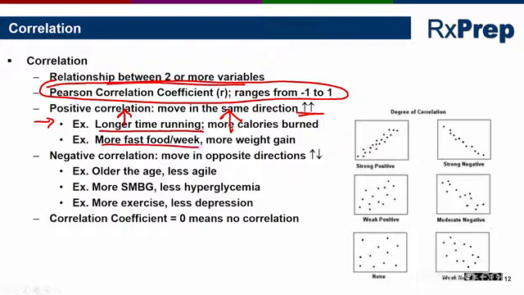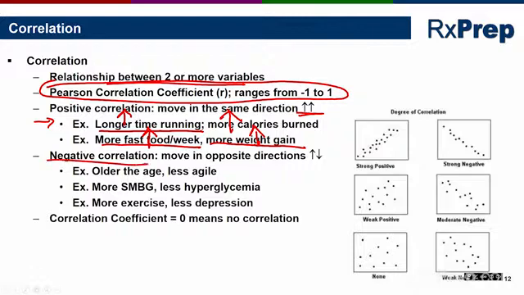Another example, the more fast food one eats per week, generally, unless they have a great metabolism and are working out all the time, generally the more weight gain. So those two are positively correlated. Usually it's just determining a relationship, not cause and effect.